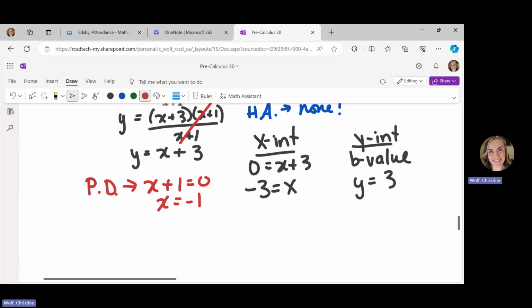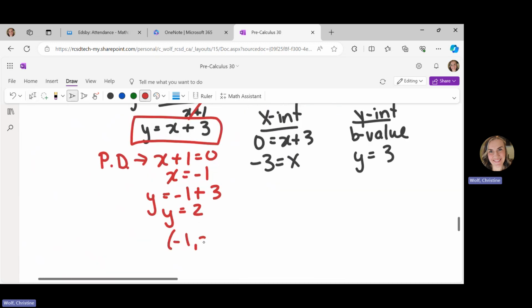Do you understand why? Because if I were to plug in a -1 for my x values, these would become 0 and 0, and the whole thing would just become 0. So that's why we have a 0 at that spot, or a hole in the graph, okay? So x equals -1, and then I'm going to plug that into this guy to figure out my y. So -1 plus 3, y equals 2. So I have a point of discontinuity at -1, 2.